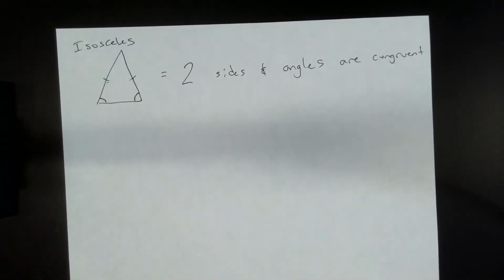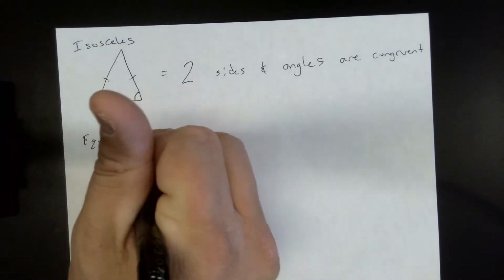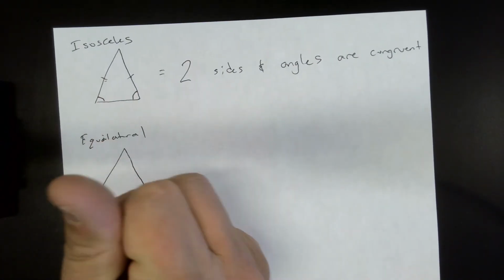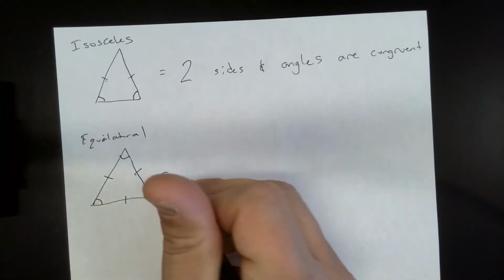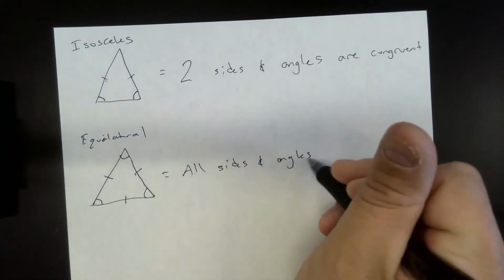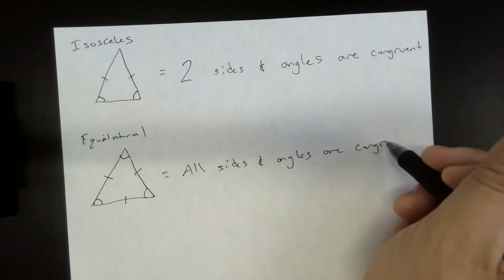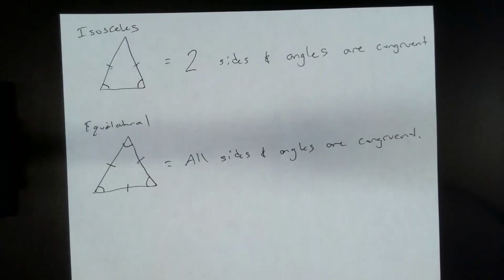Now the question I want to pose to you is this. An equilateral triangle is what? So, an equilateral triangle: all sides are congruent and all angles are congruent. All sides and angles are congruent. That's an equilateral triangle.